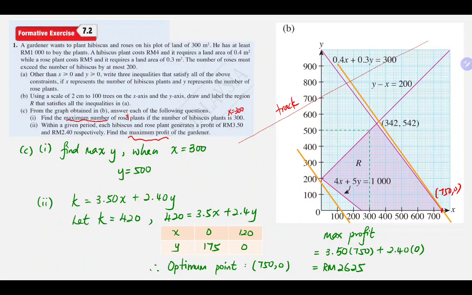So you can see this answer is greater than the answer that the textbook gets. So this is the maximum profit. Next, question number 2.